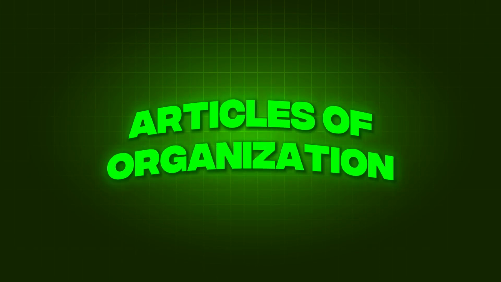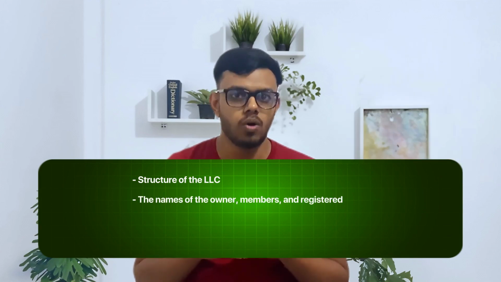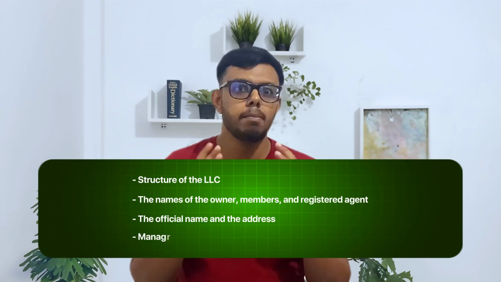The next step is to file articles of organization. Once you have finalized your LLC's name and the registered agent, this is the official document to inform the state about the details of your new LLC. The crucial information included in the articles of organization are the structure of the LLC, the names of the owner, members, and registered agent, the official name and the address, and the management structure.